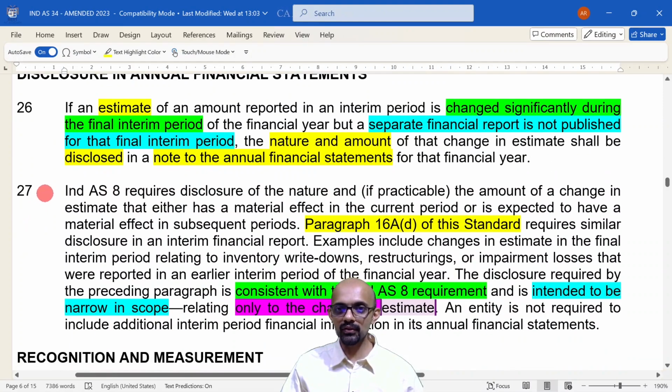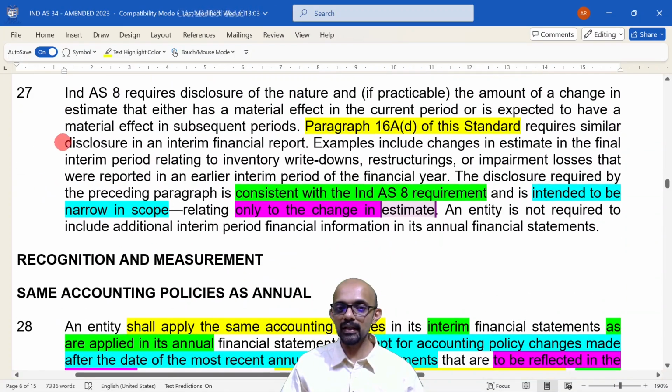So, in general, of course, as in Ind AS 8, any changes in estimates have to be disclosed, but for interim financial statements, the requirement is not very broad. As per Ind AS 8, a change in estimate that either has a material effect in the current period or is expected to have a material effect in subsequent periods has to be disclosed. But insofar as Ind AS 34 is concerned, it relates only to the change in estimate. So, the scope is a bit narrow. We need not break our heads. For changes in estimates that affect the current period or are expected to affect future periods, you need not give separate disclosures, right?